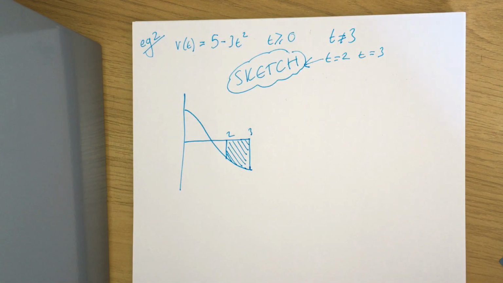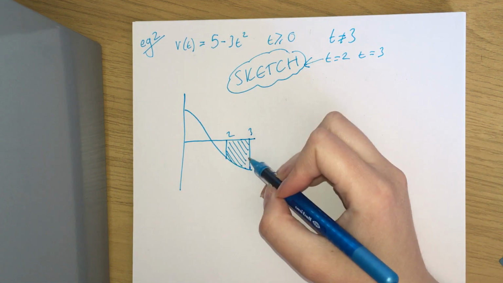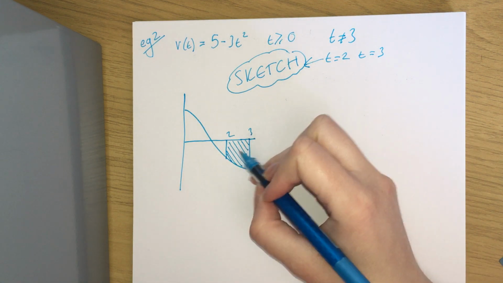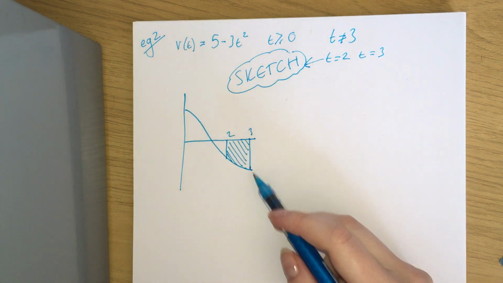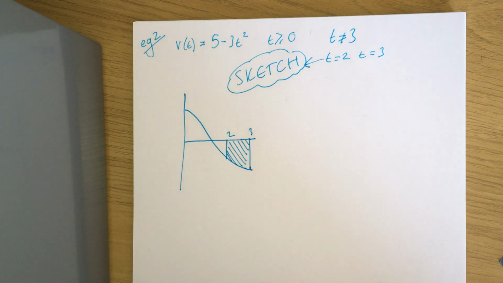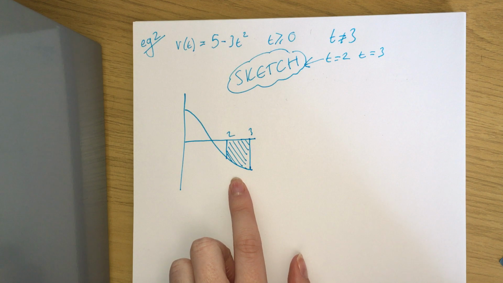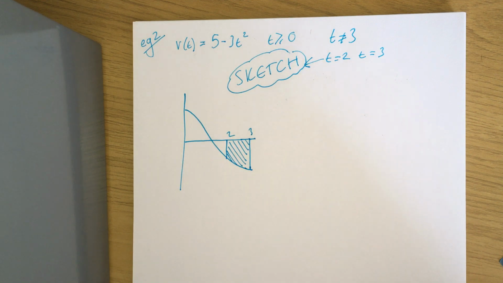So distance is positive. The integral I will get between 2 and 3 here will be negative. Integration tells us about the relationship between the curve and the x-axis, and it tells us about how much of that graph is actually underneath the x-axis. That's why this is negative, because it's underneath the x-axis. So I have to sketch to know whether I'm using the positive or negative version of my answer.